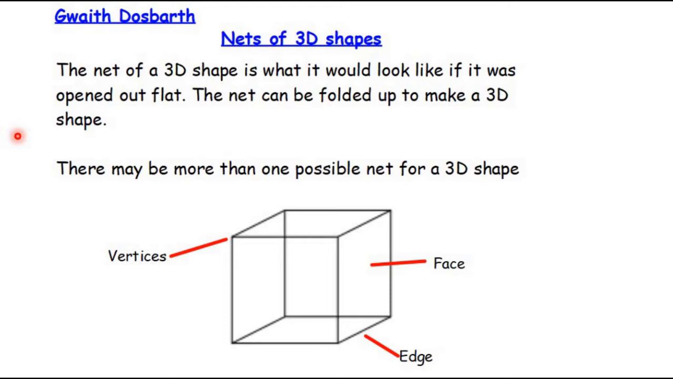Just a few things to remind us. Vertices, or vertex, means the corner of the shape. The face of a 3D shape is what shape is looking at you. So for instance, this one is a square, this is a cube. And the edge, well, that means the edge of a 3D shape.